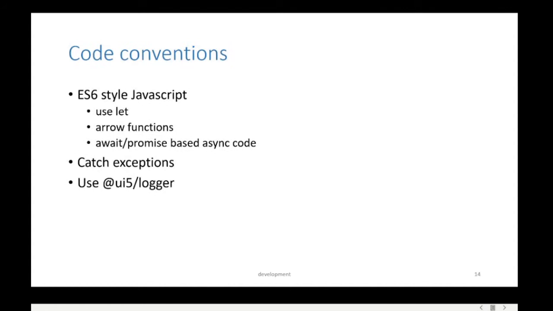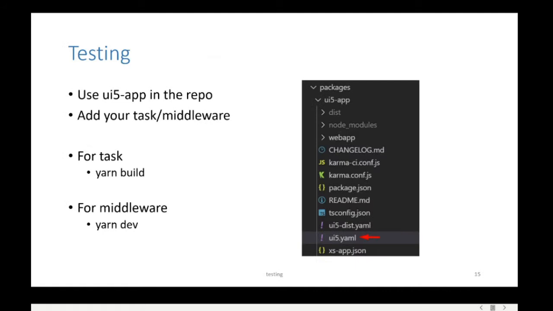Okay, so code conventions. You can also read previous pull requests for code conventions. In general, you should use ES6 style JavaScript, use let and use arrow functions, await and promise based async code where possible. You should catch exceptions, and you should use UI5 logger. And you can start with an existing task, and you can use that as a template and change the core algorithm parts.